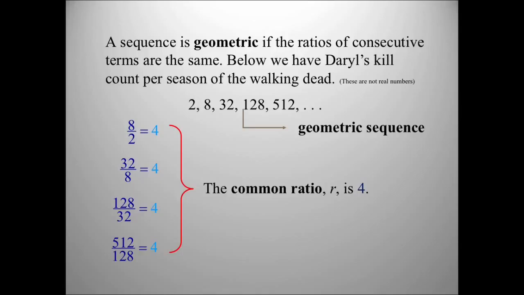So just to recap, if you are multiplying by the same number each time, then that's your common ratio. If you have a common ratio, we can then say that our sequence is a geometric sequence.